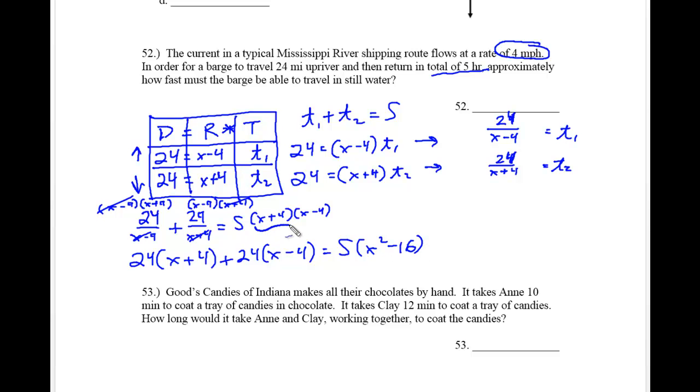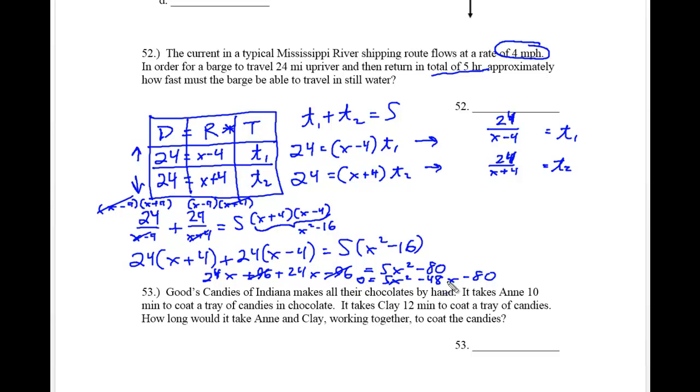And the reason why I did that is because this difference of squares can be FOILed and simplified to x squared minus 16. So if I do all my distribution down here, now I have 24x plus 96 plus 24x minus 96, and then we are going to set that equal to 5x squared minus 80. Now these 96's are opposites, so they will simplify. I'm going to move the 24's over to this side, so now I have 5x squared, let's see here, minus 48x minus 80.